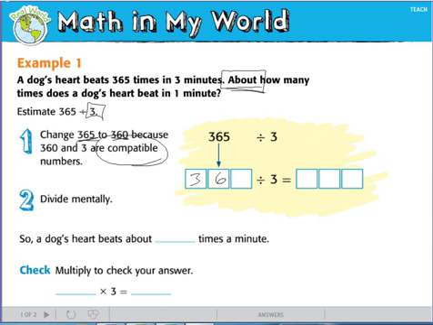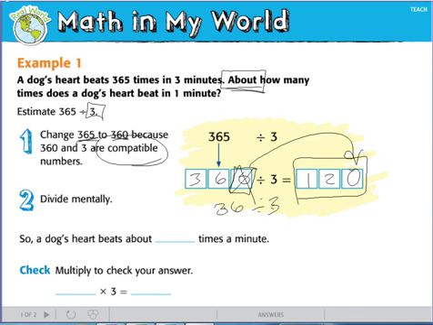Well, why are 360 and 3 compatible? Well, because if I get rid of my 0 and just put it over here in my answer where it belongs, so that's done. I now have 36 divided by 3. How many times does 3 go into 36? Yes. 12. Because, look at it. 3 times 1 is 3. 3 times 2 is 6. And I'm done. There's my 120. Okay? So a dog's heart beats about 120 times a minute.